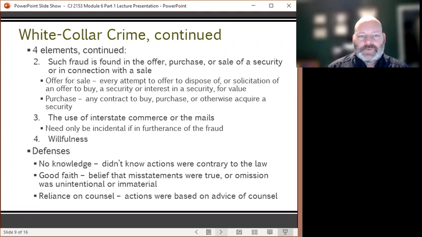There's a few defenses to securities fraud, including a no knowledge defense, that the defendant didn't know the actions were contrary to any laws. A good faith defense, and this is when the defendant believes that misstatements were true or the omission was unintentional or immaterial. And then the third defense is a reliance on counsel, that the actions were based on the advice of the defendant's attorney.